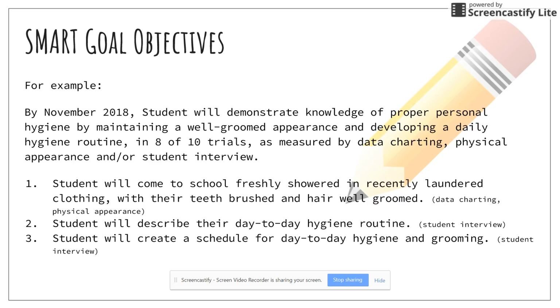Another and last objective that might be possible with this said goal is student will create a schedule for day-to-day hygiene and grooming. This can be measured, again, through a student interview. If they create a schedule for their day-to-day hygiene and grooming, that shows that they know exactly how long these things take and that it's achievable for them to do, maybe in the morning before they get ready for school or at night before they go to bed. That takes the goal and applies it to their daily life.